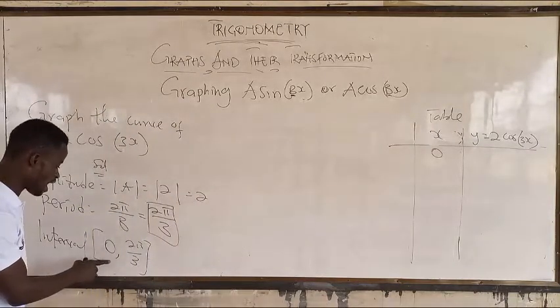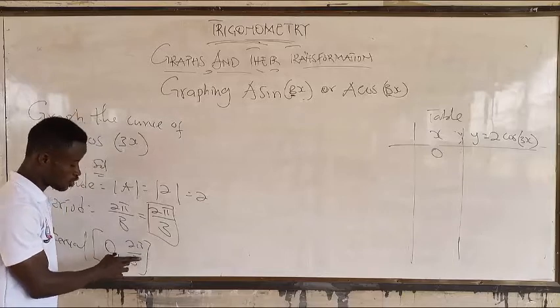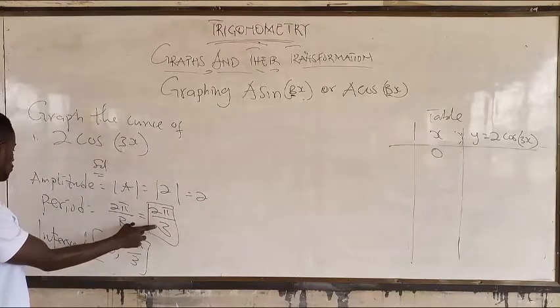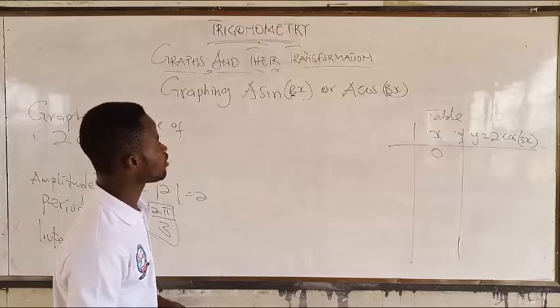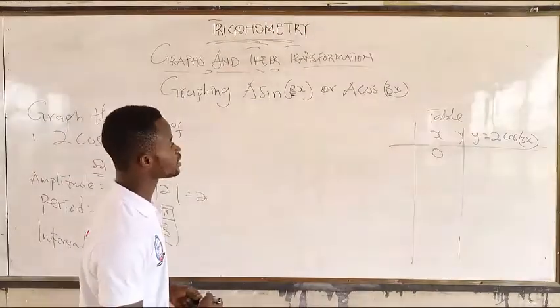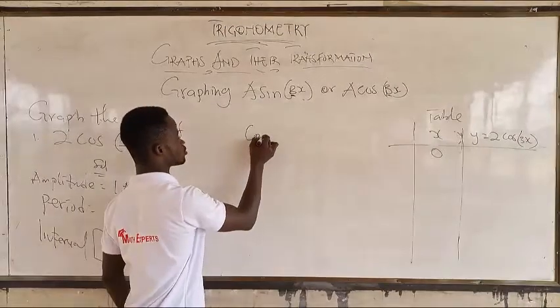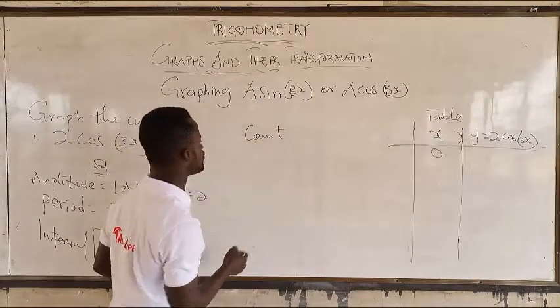That's why the interval here is 0, 2 pi over 3. That is for the period. Right? I'll come to that part. But let's look at something here. So the count. Here's how we do it.